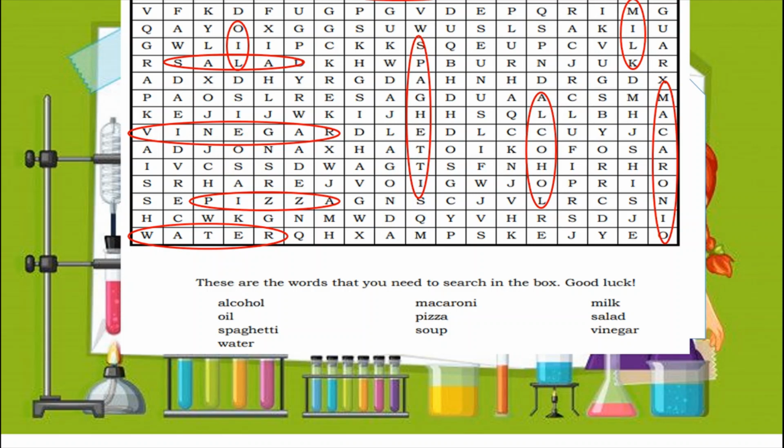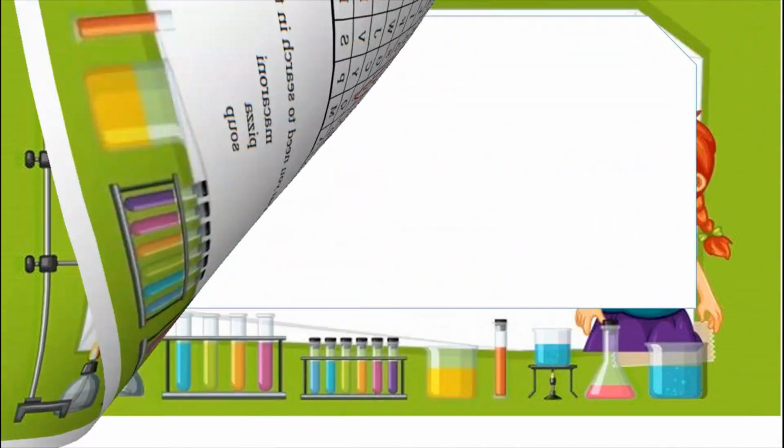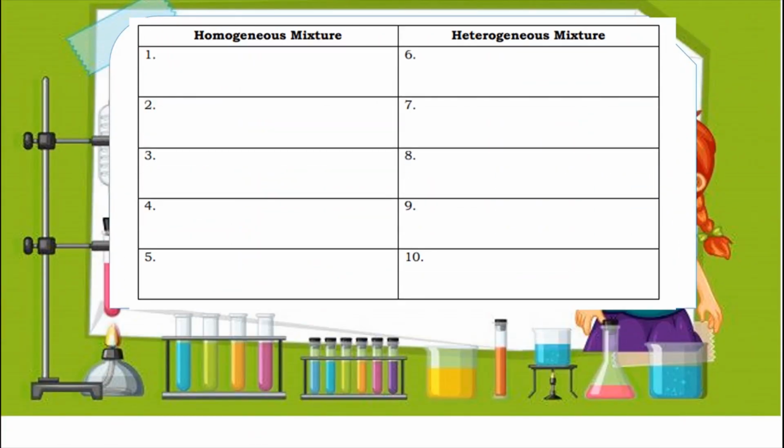Nakitaan dyan din ang mga words, bisan pa man sa pagkadaghan ng mga letters, nagisagol-sagol, but still, we can find all the words that we need to search in the box. Okay, so let's proceed, children. Based on the words na atong gipangita dito sa daghan kay mga letters, i-identify na pud nato sila, no? Kung asa dito si homogeneous o si heterogeneous.